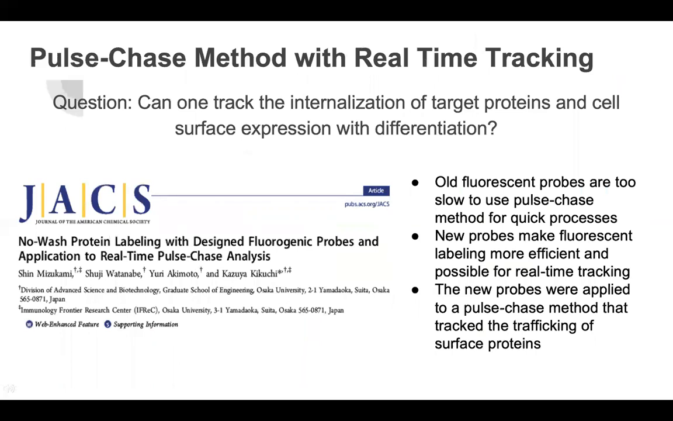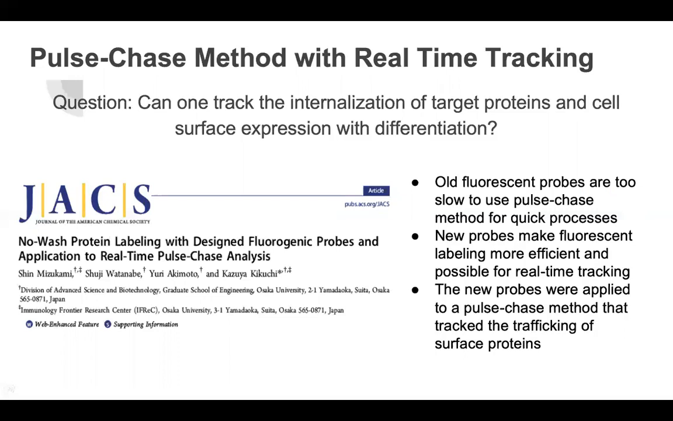Now that we're familiar with the pulse chase method and how it works, we're going to see it being applied to an actual experiment. This paper is from JACS, the Journal of the American Chemical Society. The article is trying out new labeling probes that have a wider application, and one way that they test the probes is through pulse chase analysis. One of the experiments they wanted to conduct is to see whether one can track the internalization of target proteins and cell surface expression with differentiation. Some older probes normally wouldn't be able to monitor such a quick process, and the new probes allow for both real-time tracking and the ability to track different things in the same experiment.